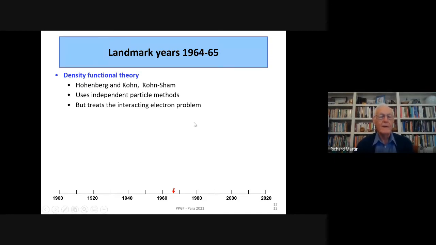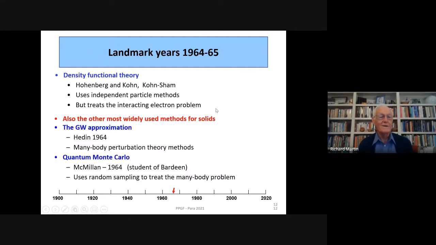It's also interesting that those were exactly the years where the big developments on the other most widely used methods for solids were done. The GW approximation using many-body perturbation theory was 1964 by Hedin, based on work that had been done in the previous decades, but put together in a particular way by Hedin that's used today. Quantum Monte Carlo, the first calculations were in 1964 by Bill McMillan, a student of Bardeen. He was at the University of Illinois, and he did the calculations on a computer that he put together in the basement of his home. That uses random sampling to treat many-body problems.